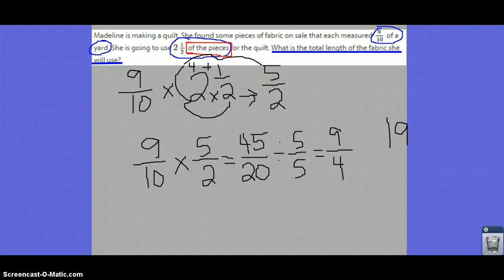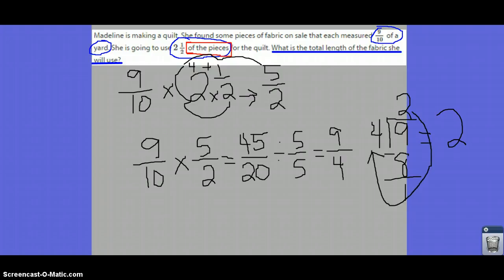I'm going to take 9 divided by 4. 4 goes into 9 2 times, gives me a product of 8 and a remainder of 1. Start with your whole number for your mixed number. That's going to be 2 1/4. 2 1/4 is your final answer.